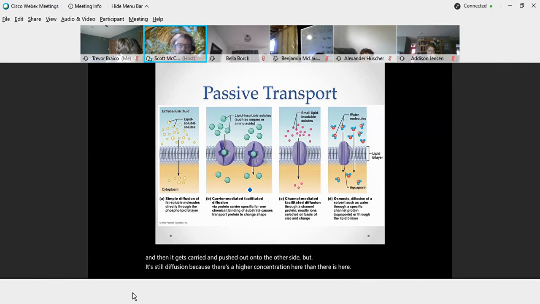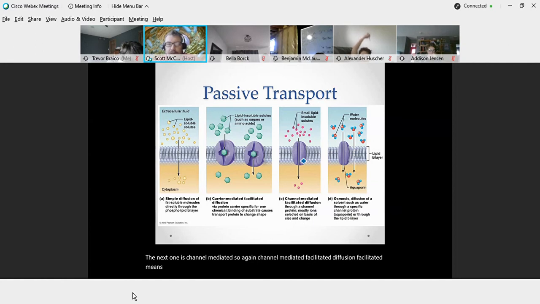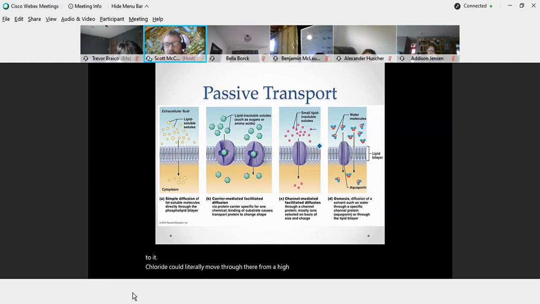The next one is channel mediated. So again, channel mediated facilitated diffusion. Facilitated means helps. So here's our channel. This would be like a chloride. Let's say that this had a negative charge to it. Chloride could literally move through there from a high concentration to low, but it couldn't go through here. It would get repelled here, but it can move through the channel. So this one's a channel.